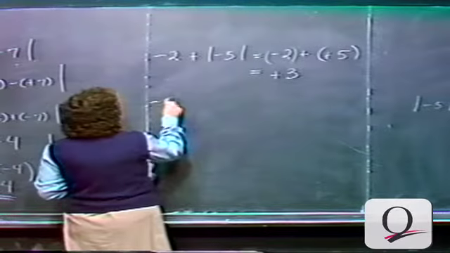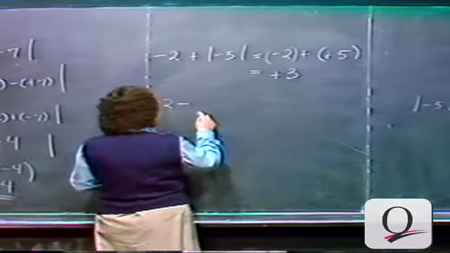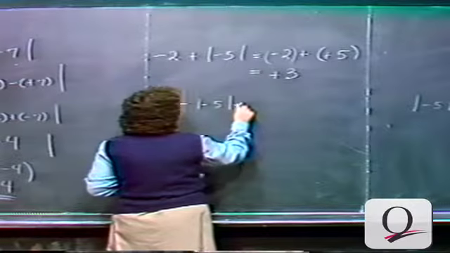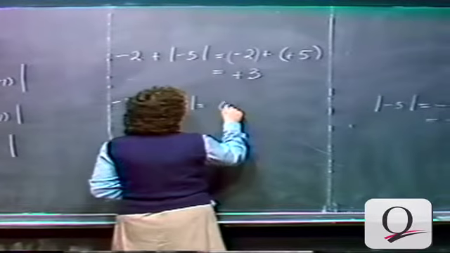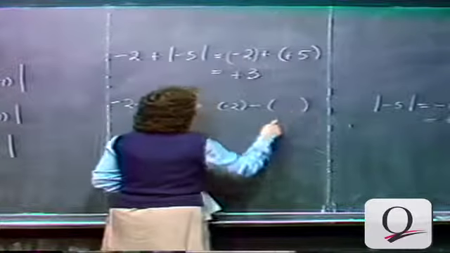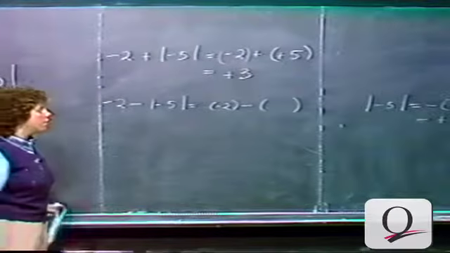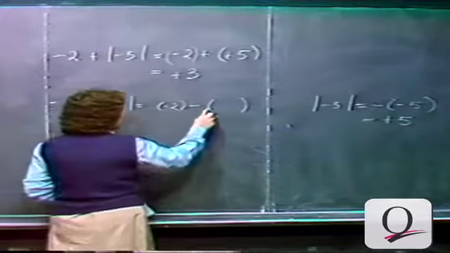Okay? Minus 2 take away the absolute value of minus 5. That must be minus 2 take away. Now the absolute value of minus 5 is, as we saw before, plus 5.